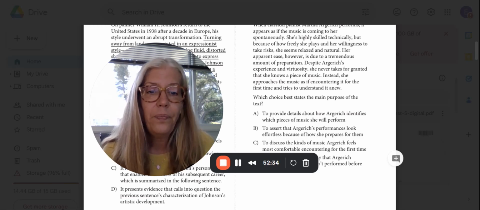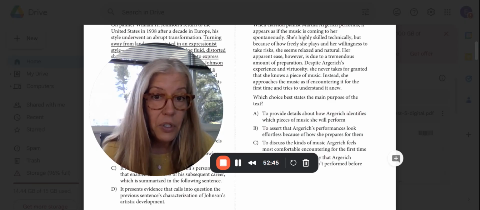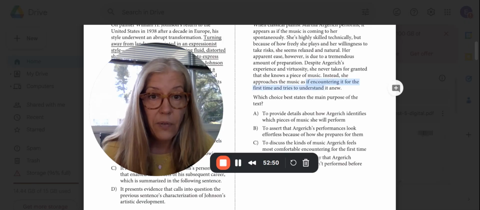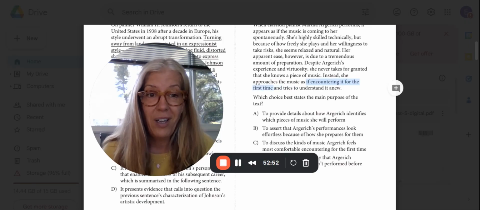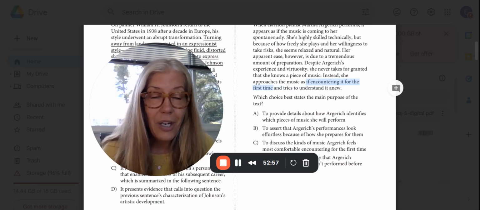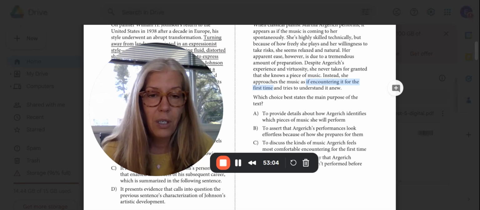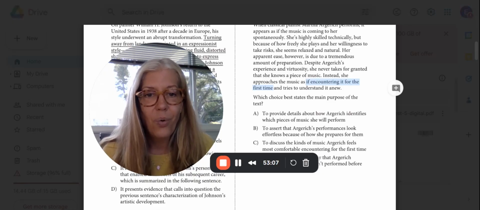C, to discuss the kinds of music Argerich feels most comfortable encountering for the first time. Very specific. Yeah, they might have talked about it. They might have said it word for word, but there's another trick. They love for you to match words. So if you're starting to get tired and you don't want to do the work before you look at the answers, you think, oh yeah, I'll match those words. Sure. That's wrong. So no, not C.